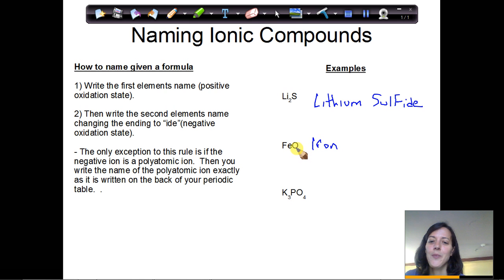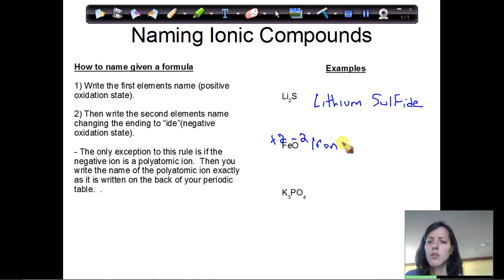To figure it out, oxygen falls in column 16, so it always has a -2 oxidation state. Oxygen will never ever vary. It's always going to be -2. Knowing that this overall compound has to have a charge of 0 and that oxygen is -2, iron must be +2, as those charges cancel each other out to be 0.